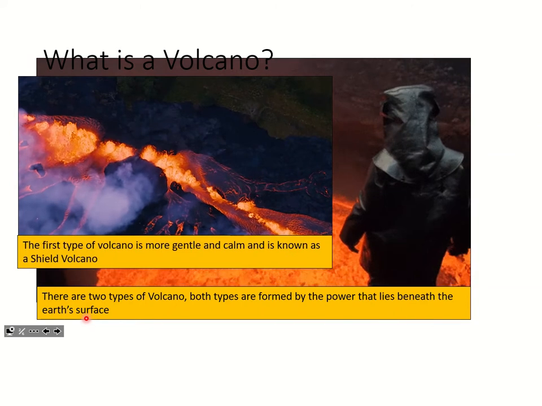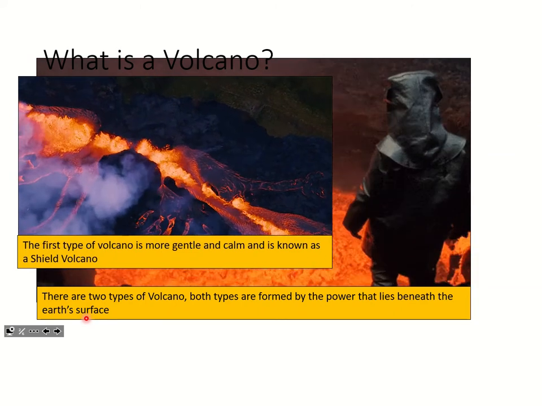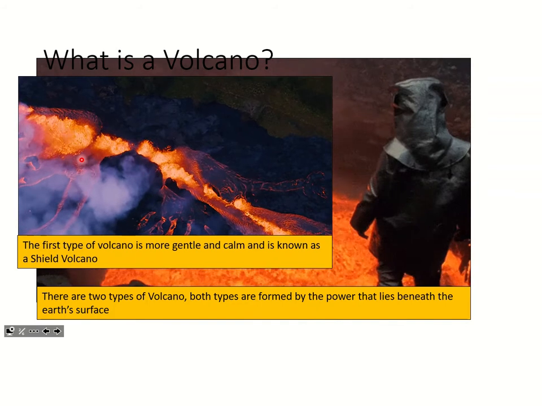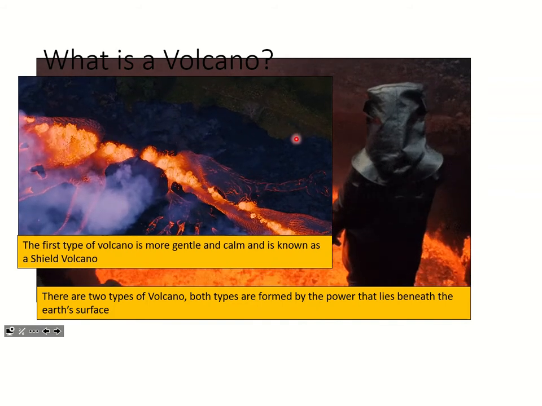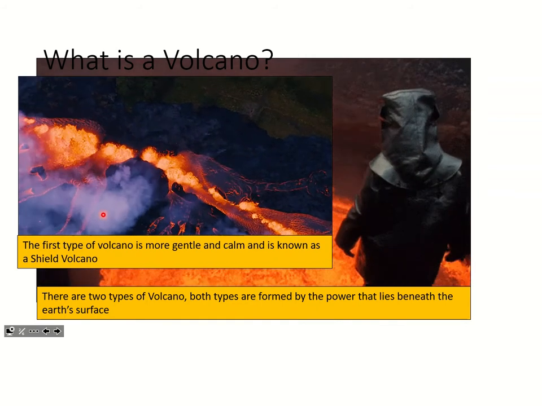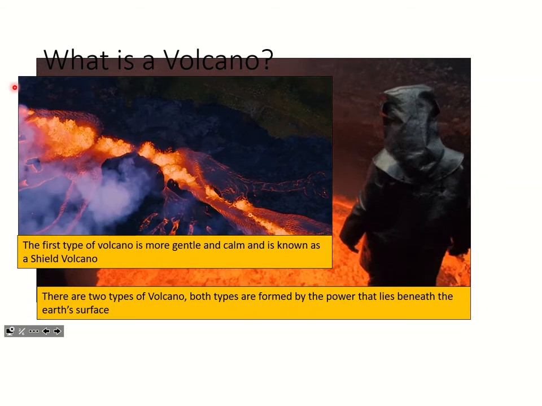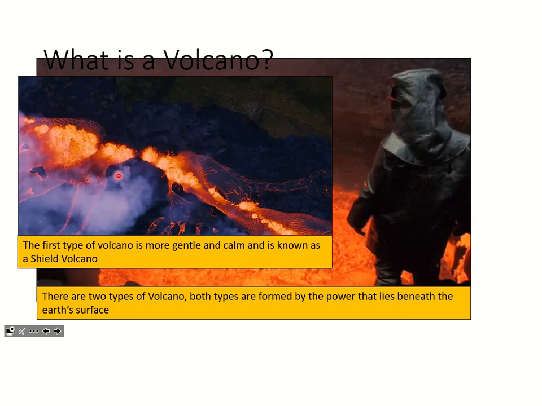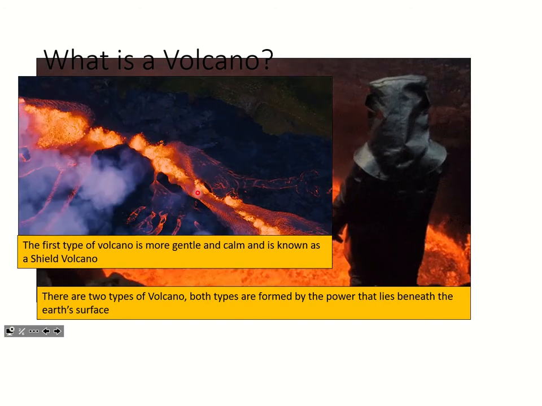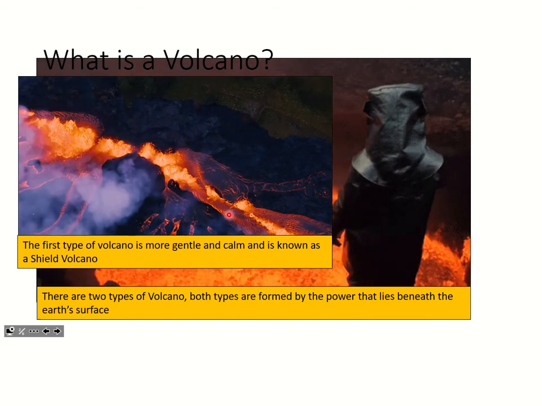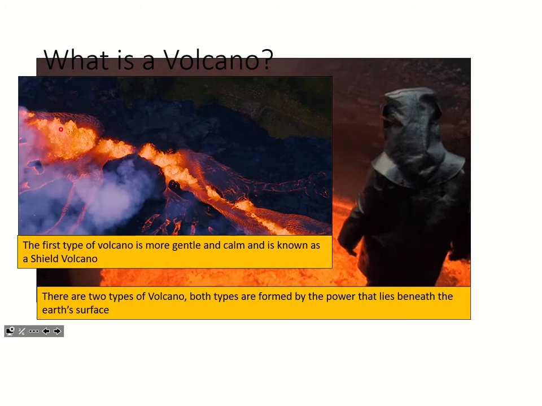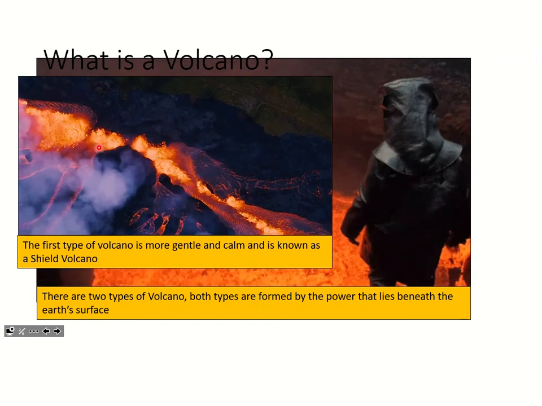There are two types of volcano. The first type is called a shield volcano. And you can see in this image here how the tectonic plates of the crust are being pulled apart from each other. And that creates this kind of crack between the two tectonic plates. And you can see that the magma is almost leaking out of that crack that has been created.